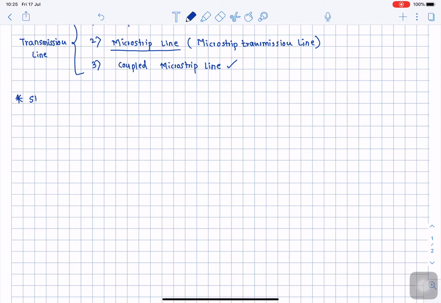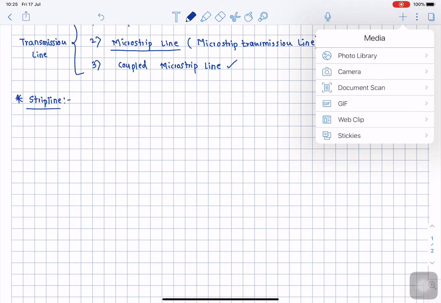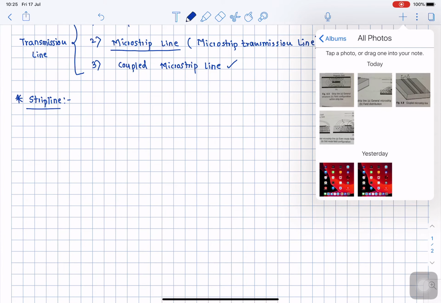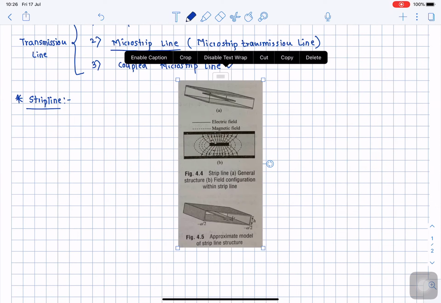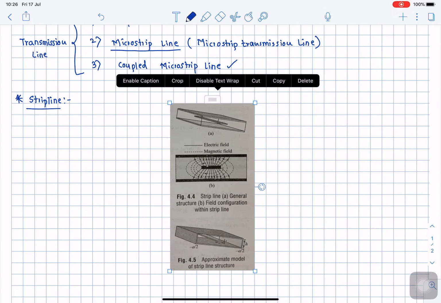Strip line. First of all, we should know how this particular strip line looks like. For that I will take the diagram. Here, if you observe, I inserted a diagram into my notes.